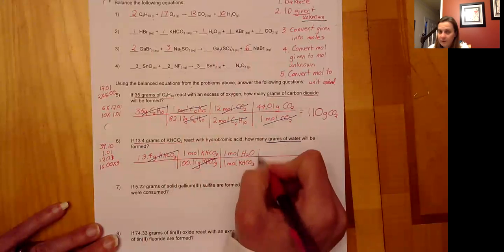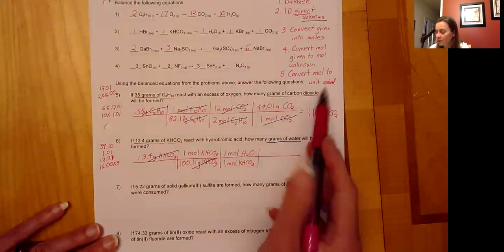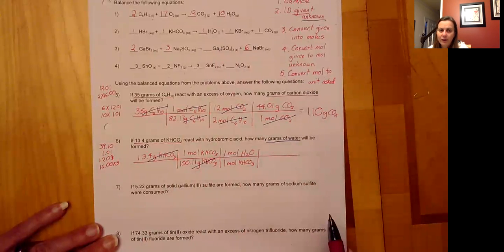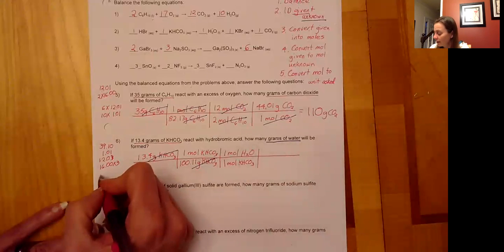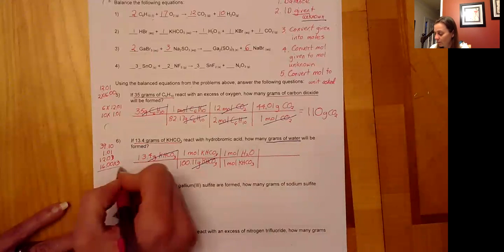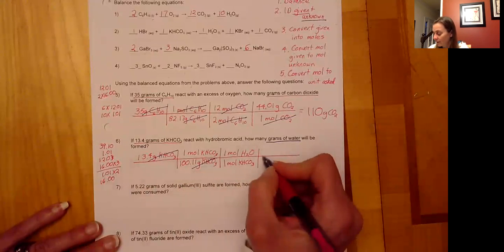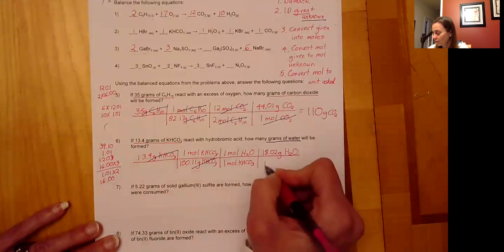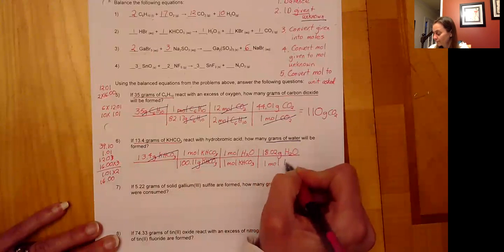And then I'm asked to find grams. So I'm going to convert moles to grams because that's the unit I'm being asked to find. So again, I'm looking for molar mass. So the mass of hydrogen is 1.01, and there are 2 of them. And the mass of oxygen is 16.00. And so we're going to add that up, and we get 18.02 grams of water in every 1 mole of water.